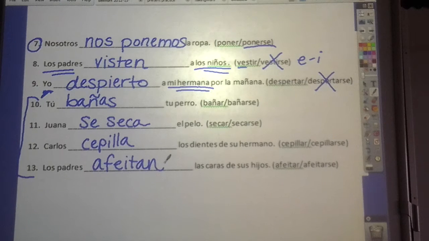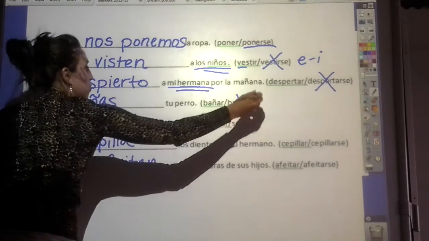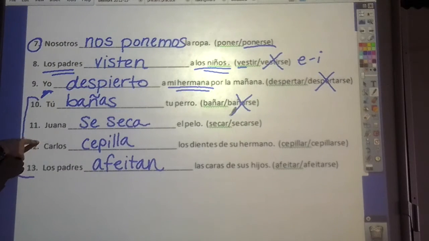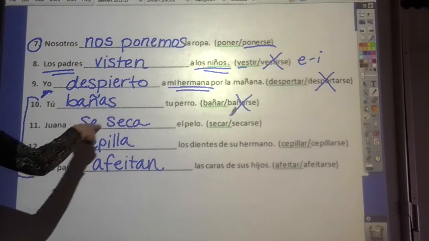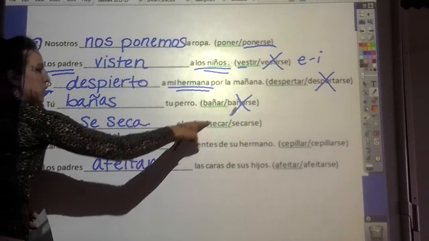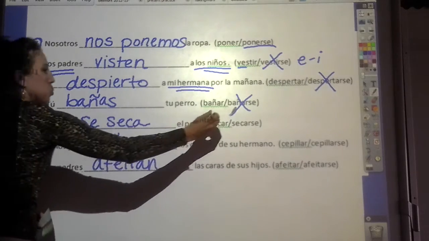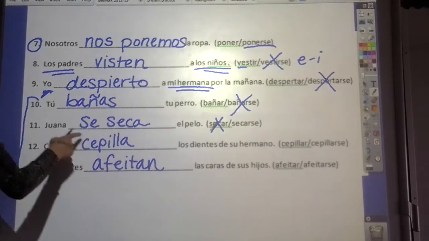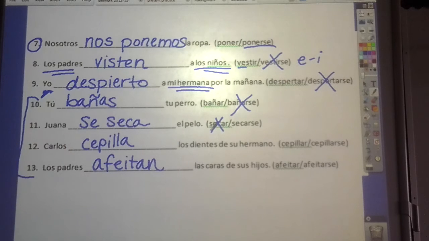Okay, if you're checking your work now, number 10 is saying you bathe your dog. You're not doing it to yourself, it's happening to your dog, so it is not reflexive. Número 11, Juana dries her hair. It doesn't say somebody else's hair, so this one is reflexive, so we end up with se seca.